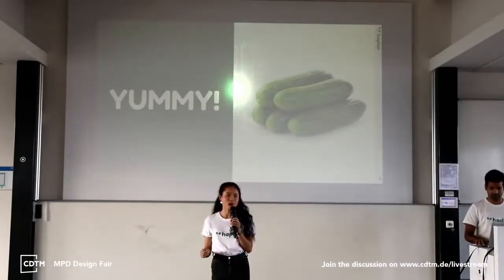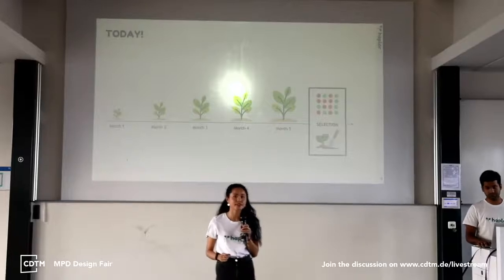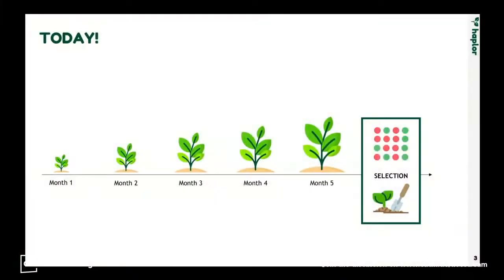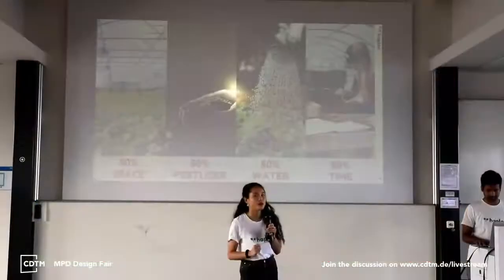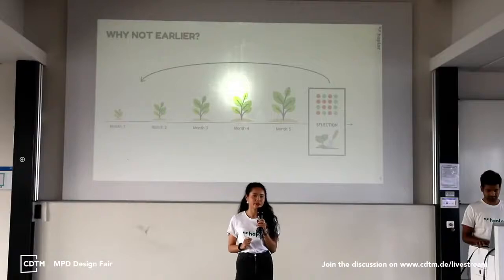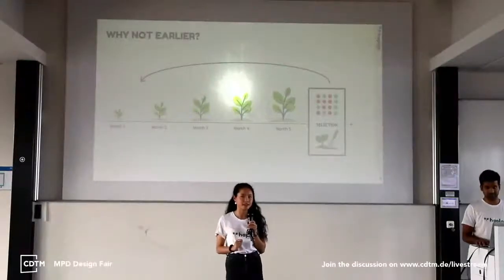Now, why is this a problem? During the plant breeding process, only half of the plants show the desired traits. So if humans select those plants only after 5 months, that means 50% of valuable resources are lost in terms of greenhouse space, fertilizer, water, and manual working time. But what if we could select those plants after 1 month instead of 5?